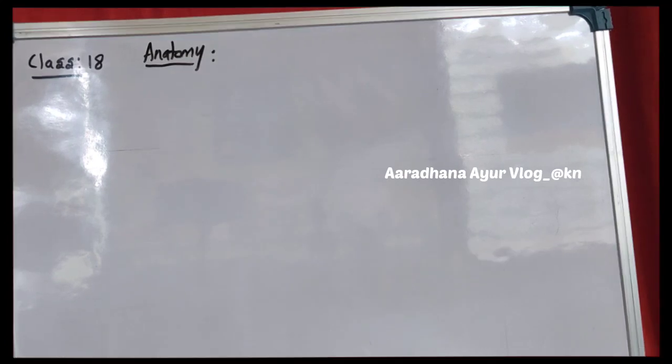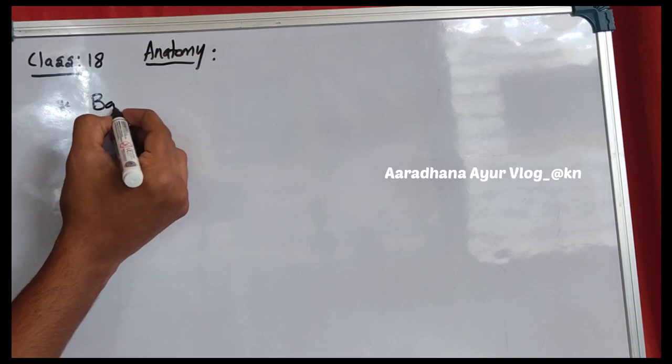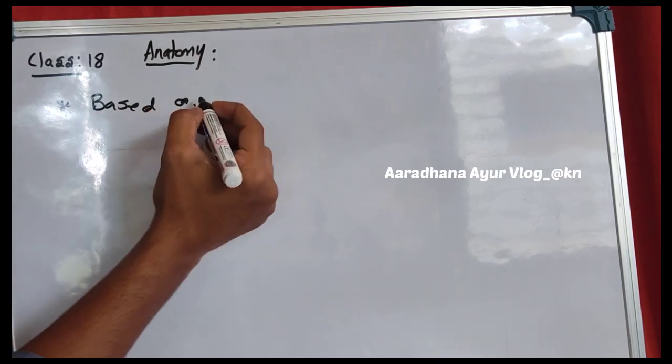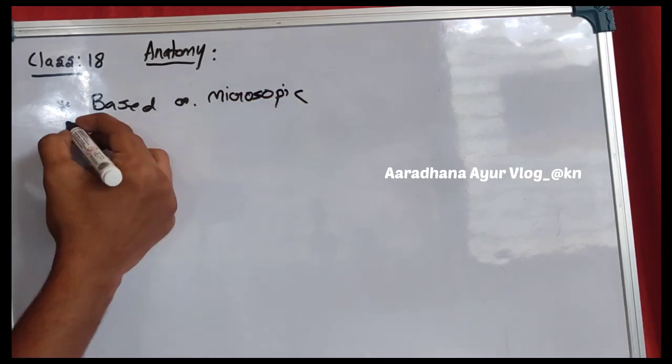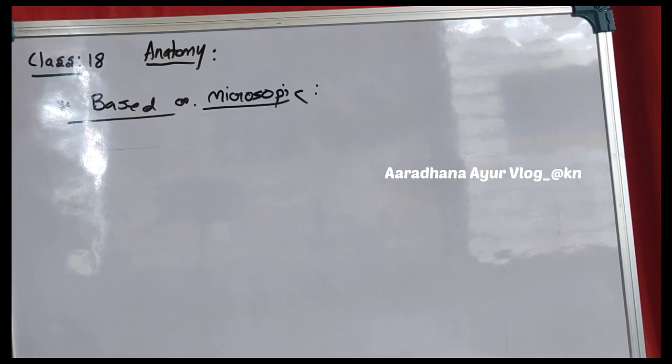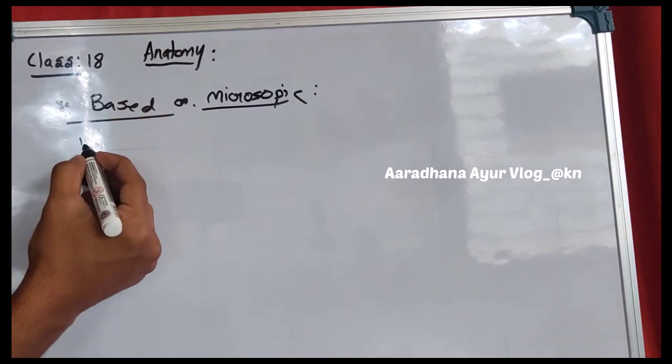So let's go into the topic. Next, we will continue the classification which is based on the microscopic view. Two classifications we had discussed yesterday: based on the location, that is axial and appendicular, and based on the shape and the size. There we discussed long bones, short bones, irregular bones, sesamoid bones, etc. And the next one is based on the microscopic.